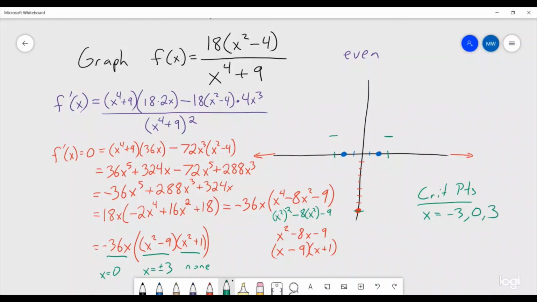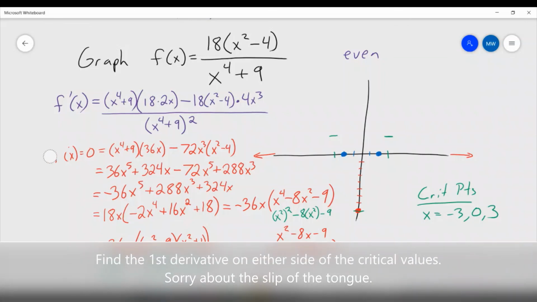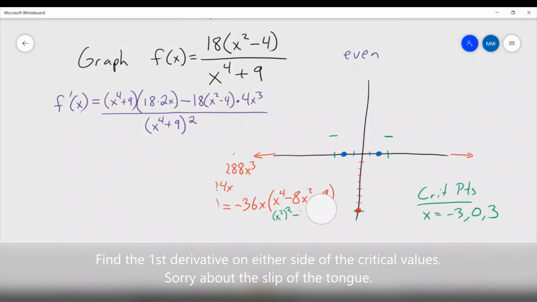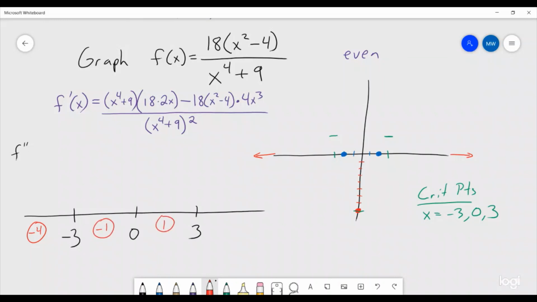We can now go and figure out where the slope is positive and negative. And the way that we would do that is we are going to be looking at the sign of the derivative on either side of those critical points. So let's go through and do those one at a time. If we draw our little line, we have 0, we have 3, we have negative 3. We need to know what the first derivative is on either side of those points. So let's evaluate it at some different points: negative 4, negative 1, 1, and 4.